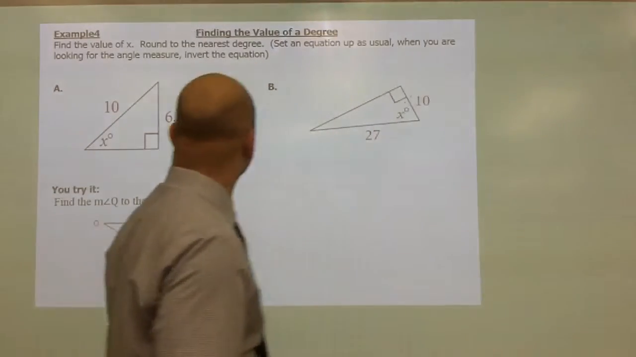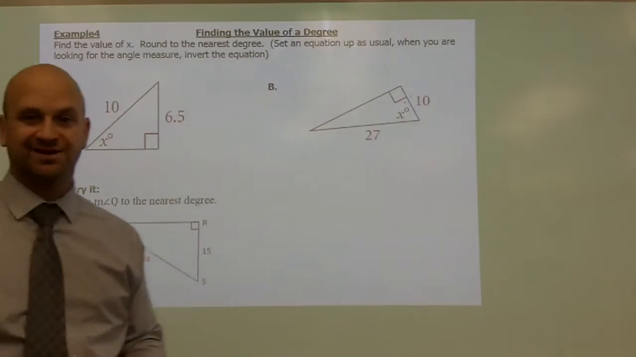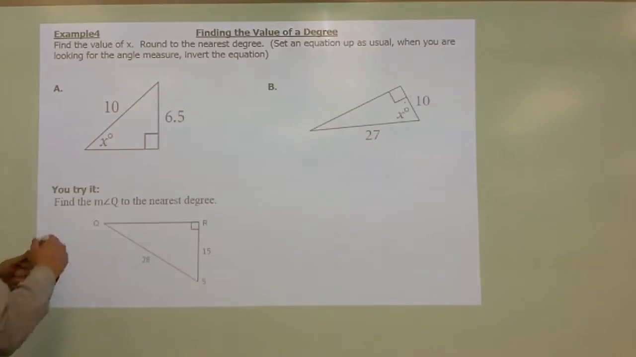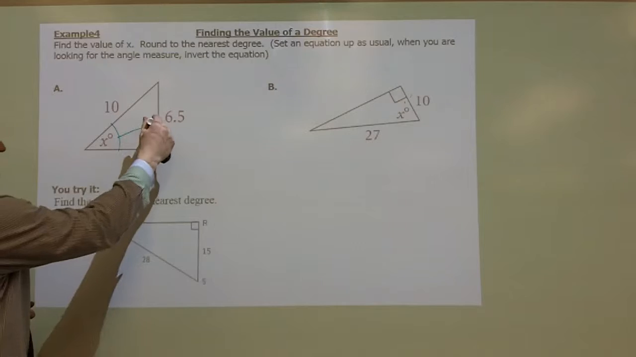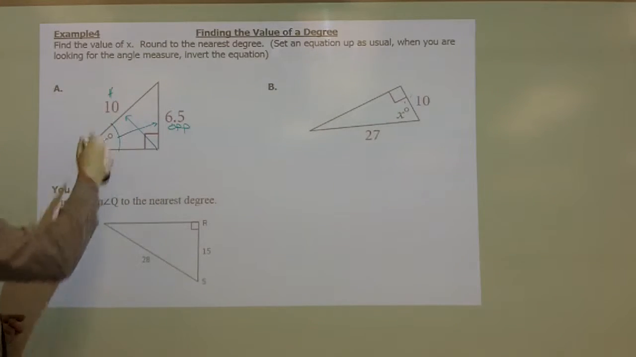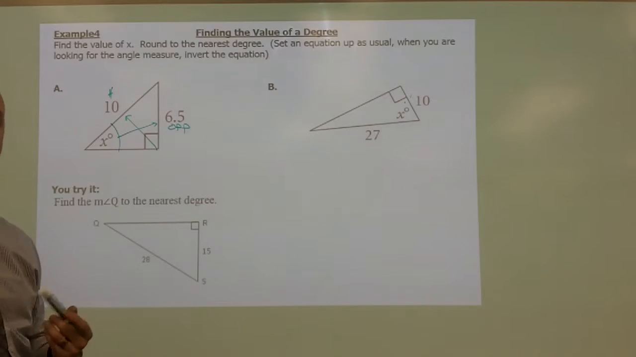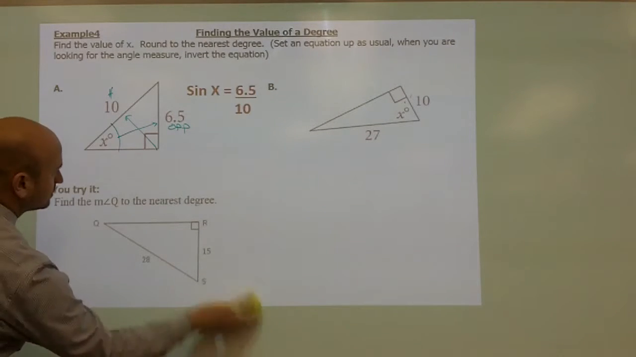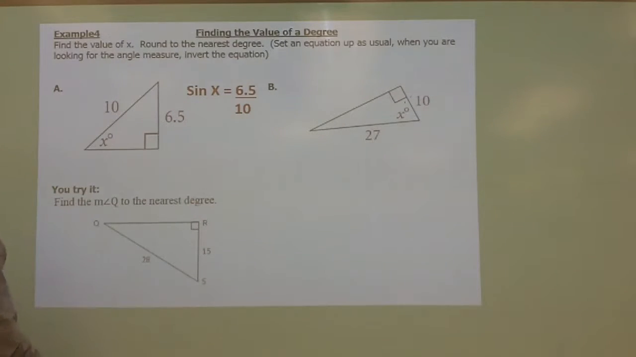All right, now we're going to do a couple examples where we find angle measures, missing angle measures. So in this case here, we're going to look at the angle and find that this is going to be opposite, and this is going to be the hypotenuse. So opposite and hypotenuse is going to lead us to use the sine function. So our equation will look something like this.